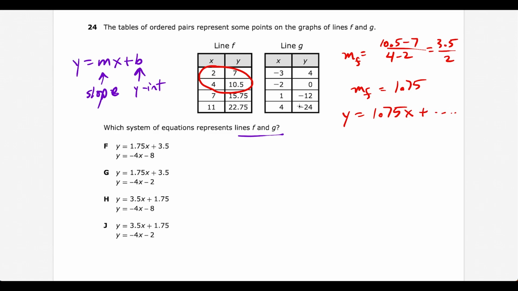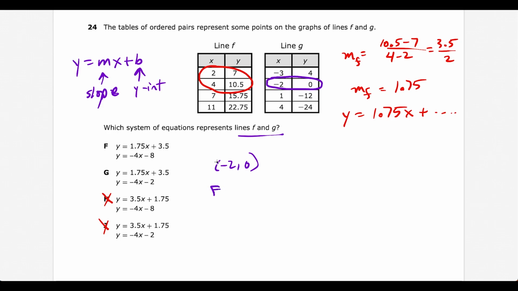But why that's helpful for us is that notice choices H and J could be eliminated because neither of those answer choices has a line with a coefficient of 1.75 in front of the x. So that means it's between F and G. And then notice that for y equals negative 4x minus 8 versus y equals negative 4x minus 2, both of those lines have the same slope in the answer choices, but their y-intercepts are different. So for this, what I would do is just pick a random point, like let's say negative 2, 0, and I would plug it into both of those second equations here and see which one gives you something true.